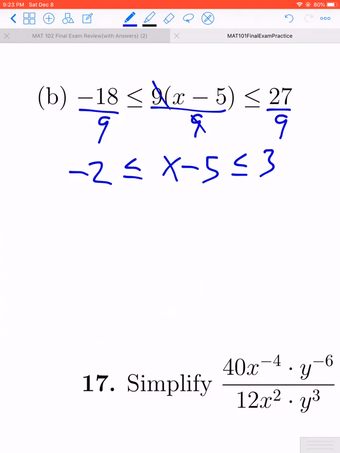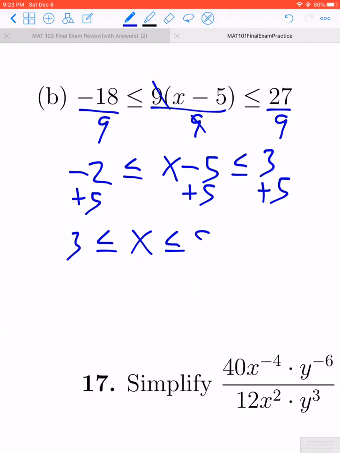One last step to get x by itself, we need to get rid of a subtraction by 5. So I'm going to add 5 to all three pieces. This would say that 3 is less than or equal to x is less than or equal to 8. So we have our solved inequality. Let's go ahead and graph this on a number line.